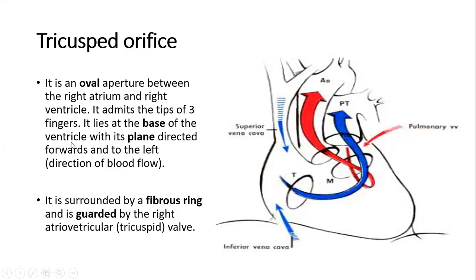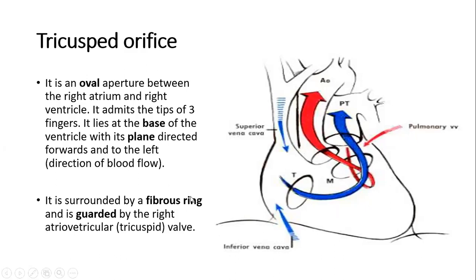It lies at the base of the ventricle. This is the ventricle here, and near the base, this is the base, and this is the apex of the ventricle. It lies at the base of the ventricle with its plane directed forwards and to the left. As you can see here, it is directed downwards and forwards and towards the left side, because the heart, as you know, is slightly twisted towards the left side. So this is the direction of the blood flow also, because this is the direction of this opening.